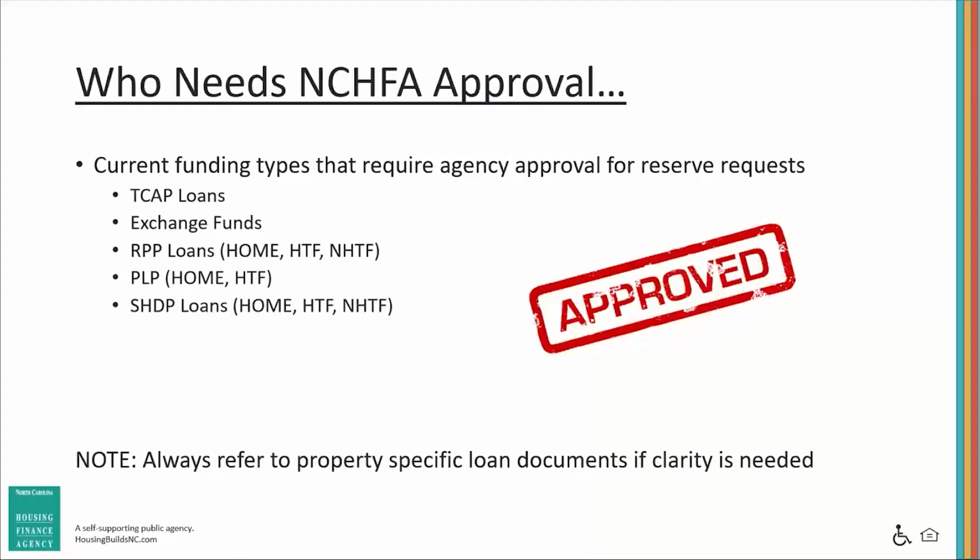Not all properties need to seek agency approval on withdrawals from the reserve accounts, but those properties that do need to seek approval have certain funding types. It would either be a TCAP loan, exchange funds, RPP funds, PLP funds, or SHDP loans. For clarification, always refer to the property-specific loan documents to clarify if agency approval is needed.